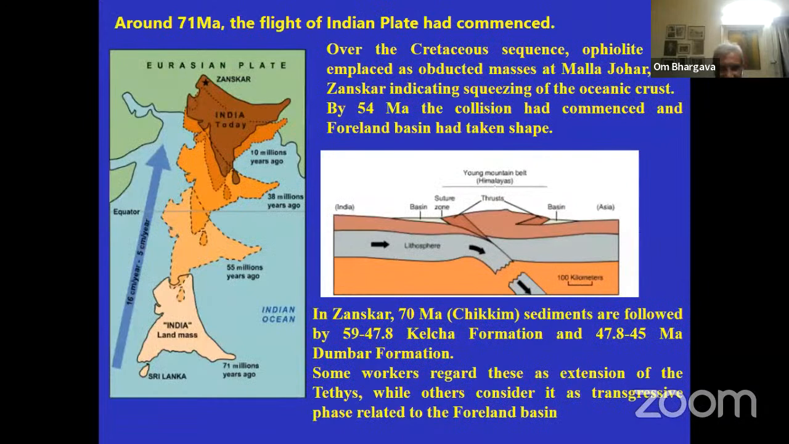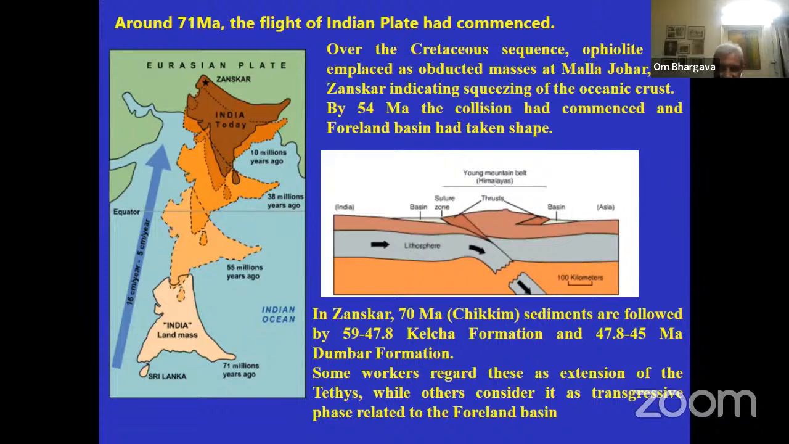This is how it happens, that you have a switch over the Cretaceous sequence. Ophiolite was emplaced over the Cretaceous, which is sedimentary rock, and ophiolite is the oceanic crust. So when it comes over, that is what we call obduction. When subduction takes place, much of the oceanic material is transported tectonically and comes to rest over the sediments. And you find it in Zanskar, you find it in Malla Johar, and that was the time.